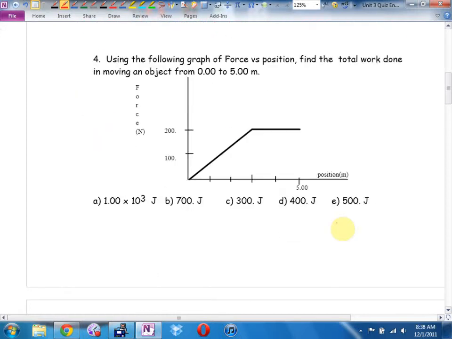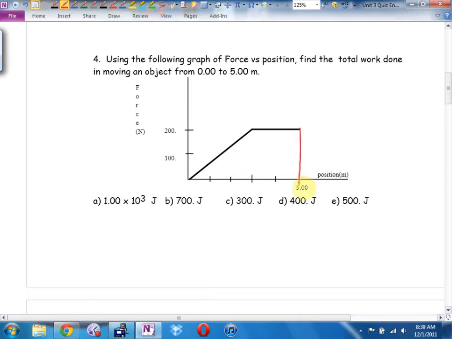Using the following graph of force versus position, find the total work done in moving an object from 0 to 5 meters. The total work done, well, work equals force times distance. They haven't really given me a force and a distance. Oh, wait a minute. Here is where I'm going to use the area underneath a force versus distance graph.